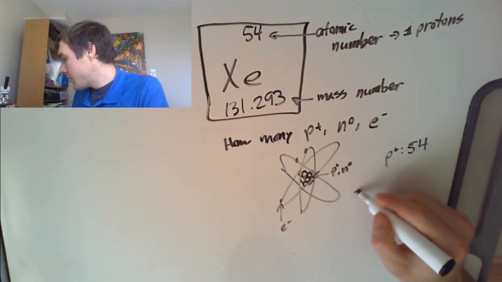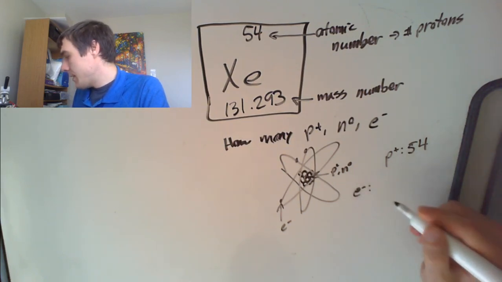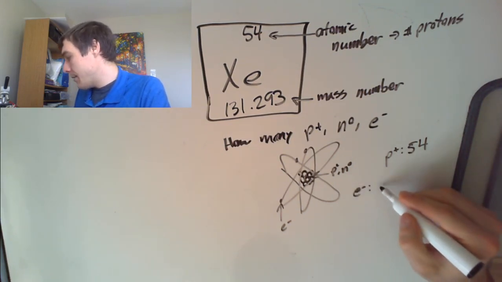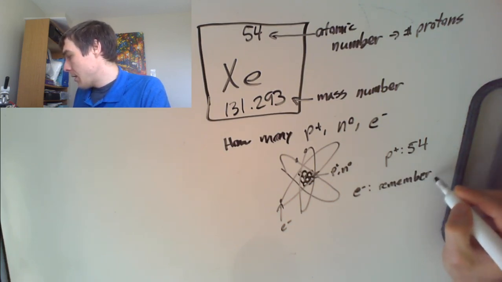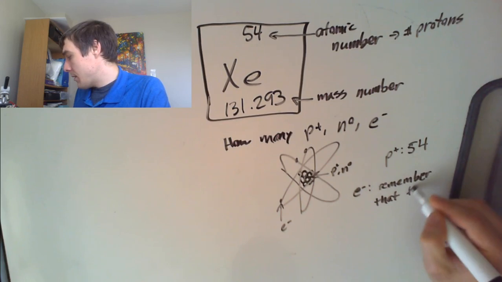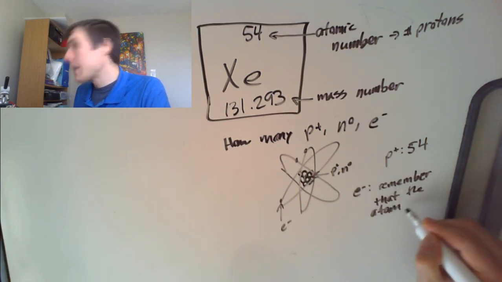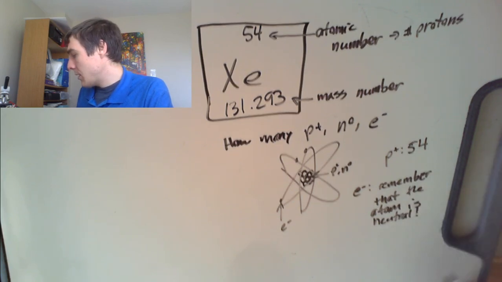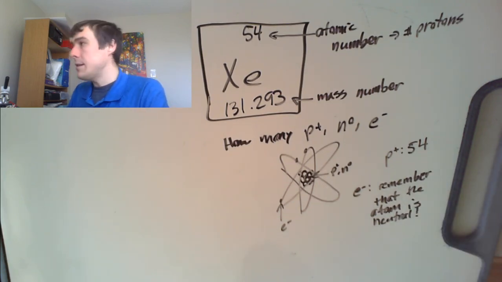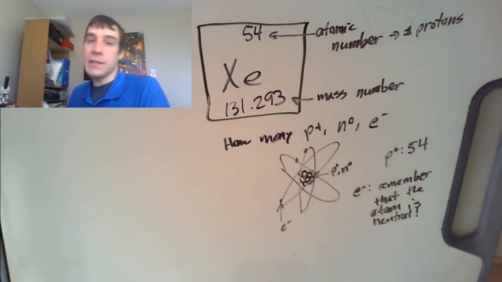Well, for the electrons, a neutral atom, remember that the atom is neutral. The only way to be neutral is to have the same number of positives as negatives.